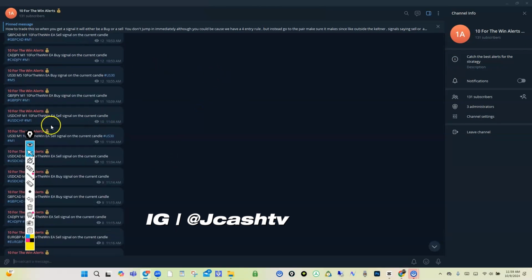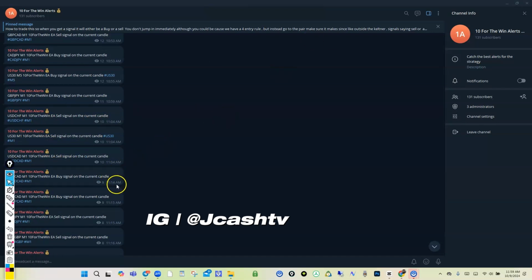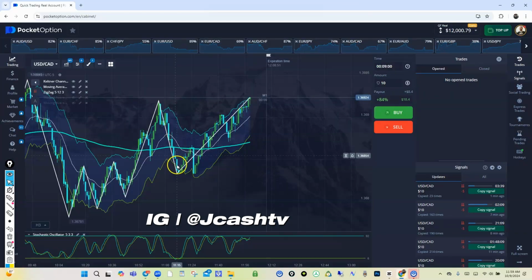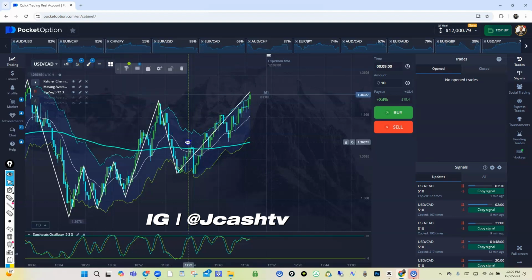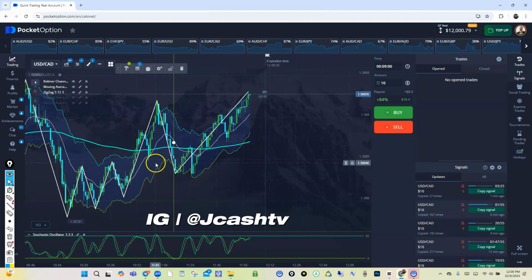USD CAD, let me go check that one out. USD CAD M1 for a buy at 11.14. 11.14 right here, beautiful buy. Oh my Lord. I'm gonna drag this for y'all so y'all can see. 11.14 right there, boom. So maybe that was the candle? Nah, this was the candle. This is the 11.14 candle right here. So if you would have bought here, you already see what happened. 10 for the win. Took off.